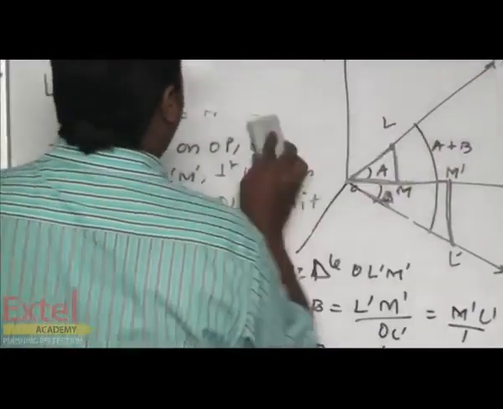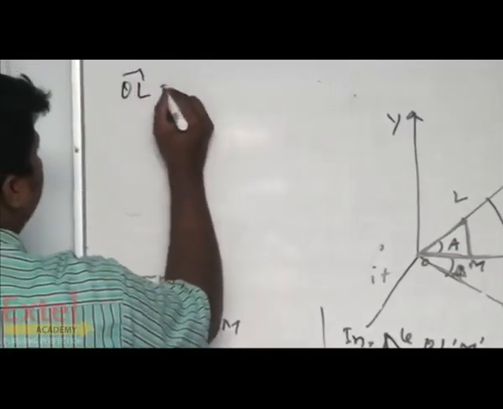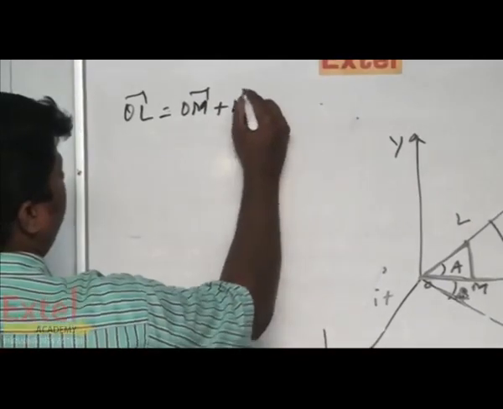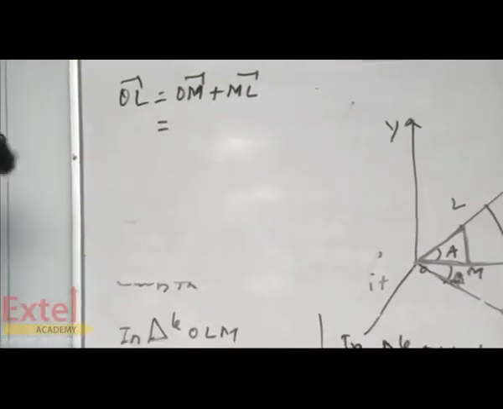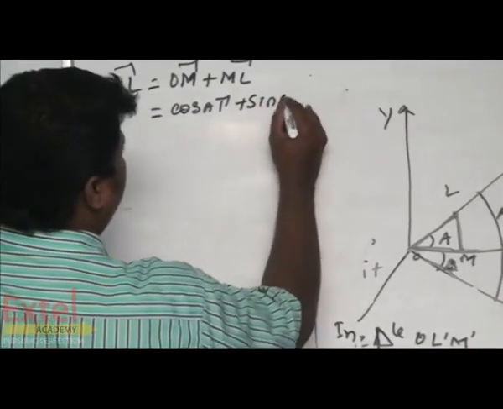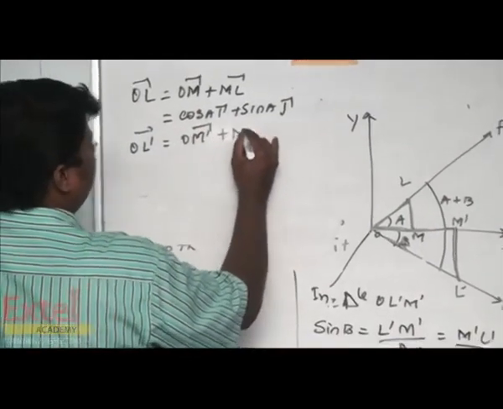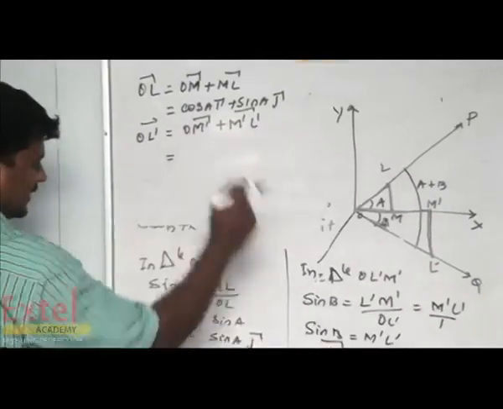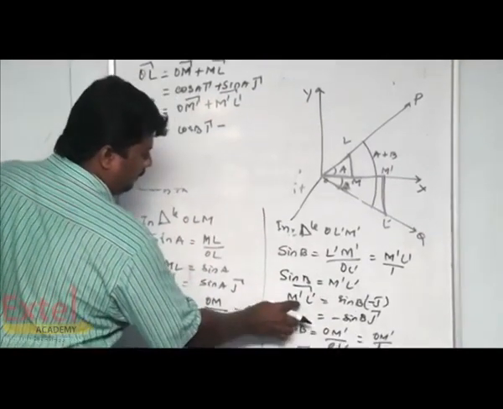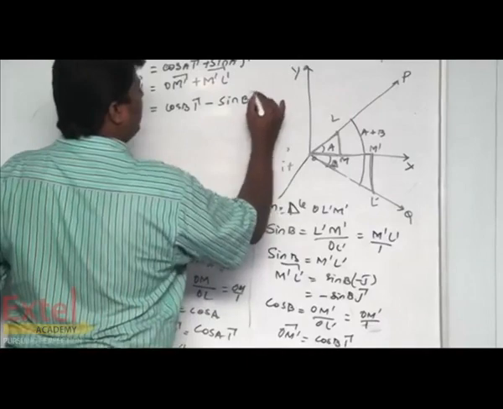So from the triangle law of vector addition, we can say the OL vector is equal to the OM vector plus the ML vector. We found that the OM vector is cos A i vector, and the ML vector is plus sin A j vector. Similarly, let us find the OL dash vector: the OM dash vector plus the M dash L dash vector. The OM dash vector is cos B i vector, and M dash L dash is minus sine B j vector.